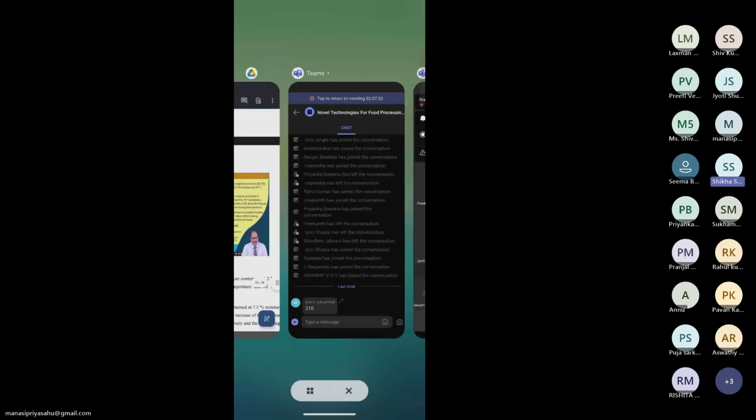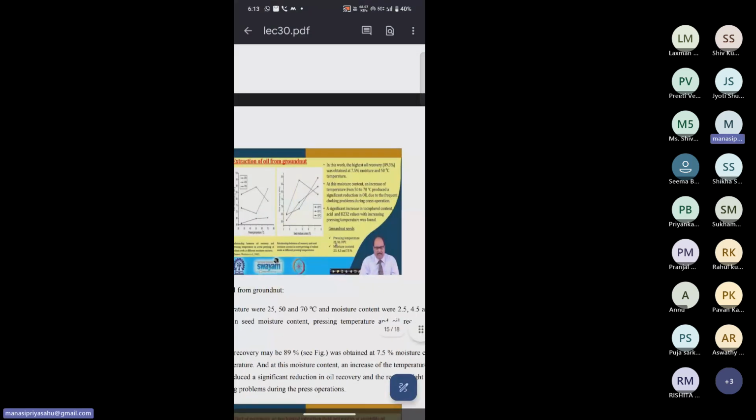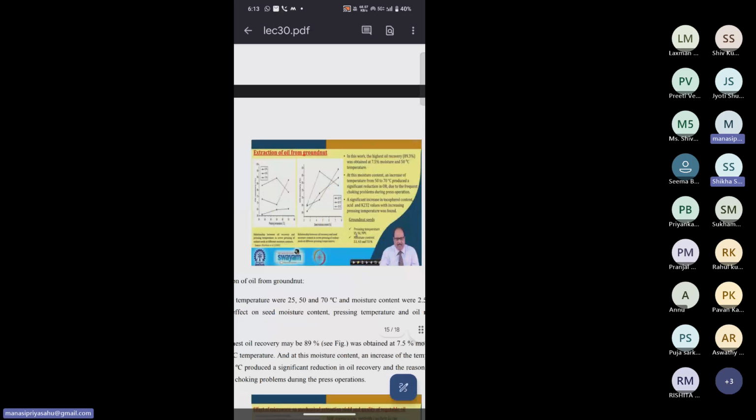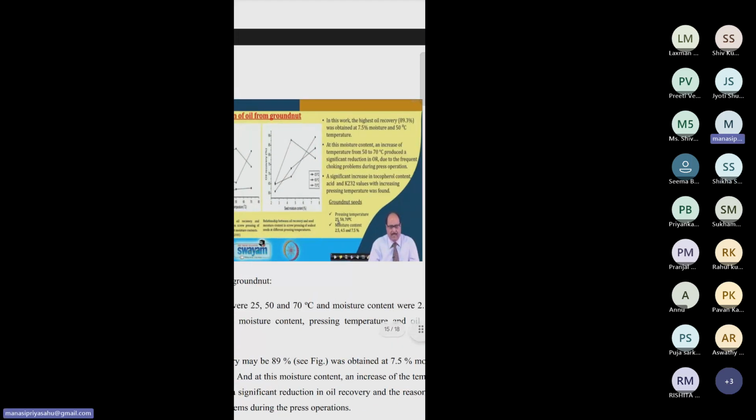Yes, ma'am. Can you please tell your doubt? Ma'am, in the slide it's written: a significant increase in tocopherol content and K232 values with increasing pressing temperature was found.